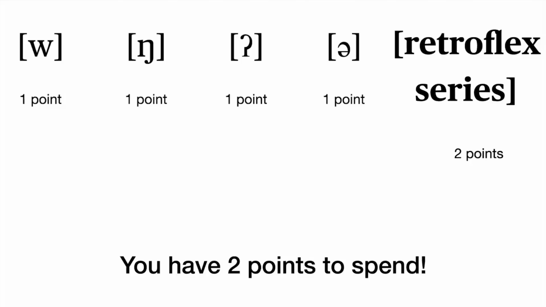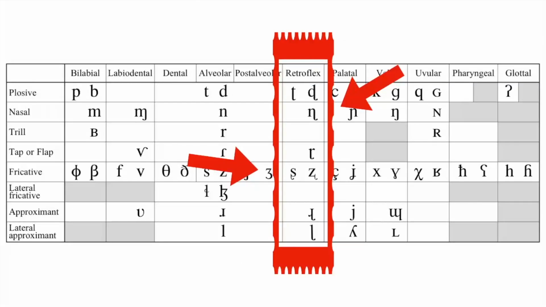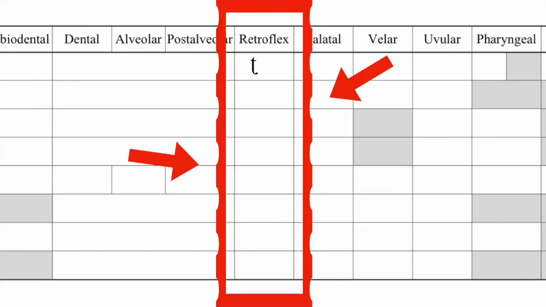And the retroflex series, which costs 2 points. If you're unfamiliar with that term series, it just means a column on the consonant chart. The retroflexes are these ones on the consonant chart. Specifically, I've already selected them for you to fit the Conlang's patterns. So, ra, da, na, sha, ra, la. I see you writing all of them in your Conlang. Don't! It gives your Conlang flavor to have specific sounds.